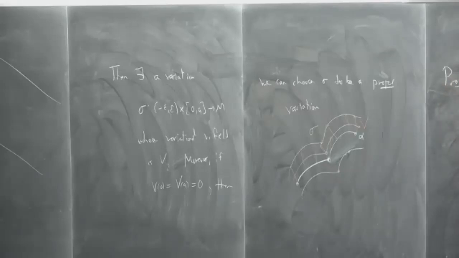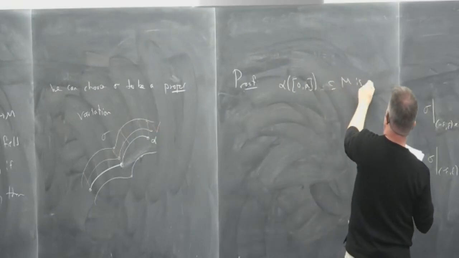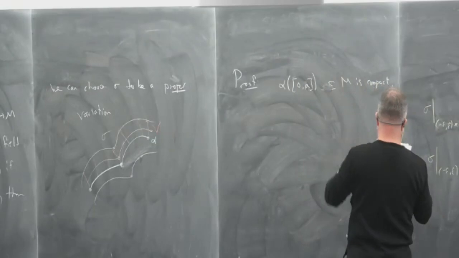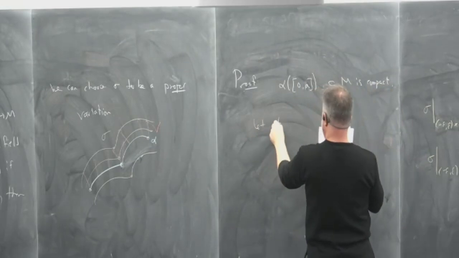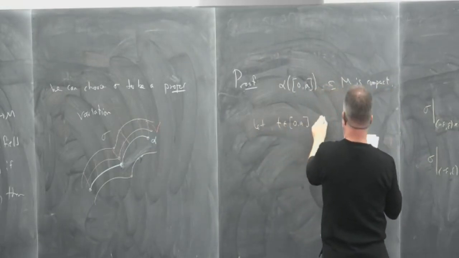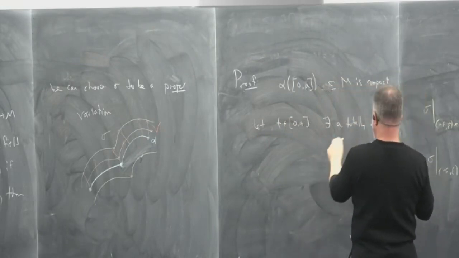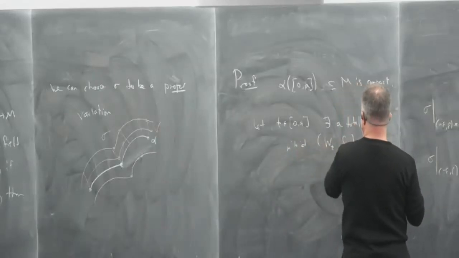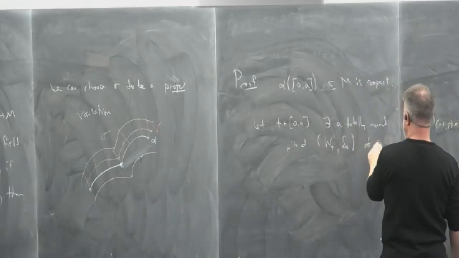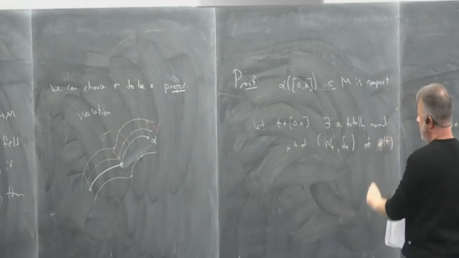Okay, so we know that the image of alpha is compact because it's the continuous image of a closed bounded interval. Let's let T be a time in [0, A]. There exists a totally normal neighborhood W_T, delta_T of alpha of T, my curve is alpha. Remember, what does that mean?